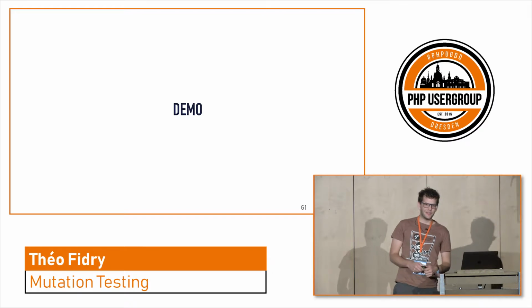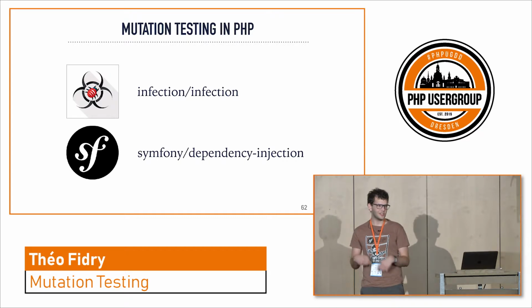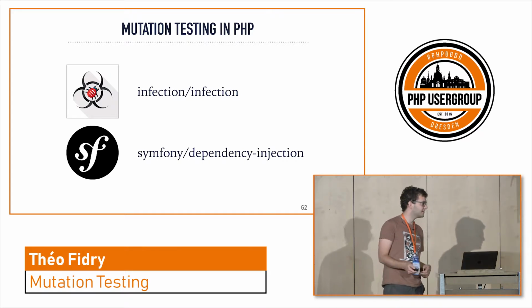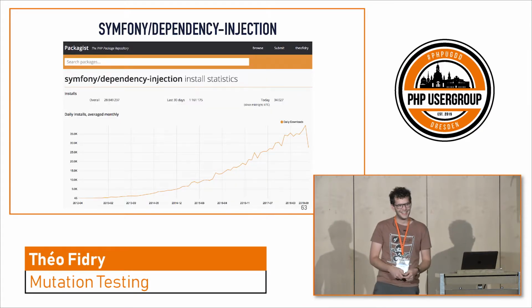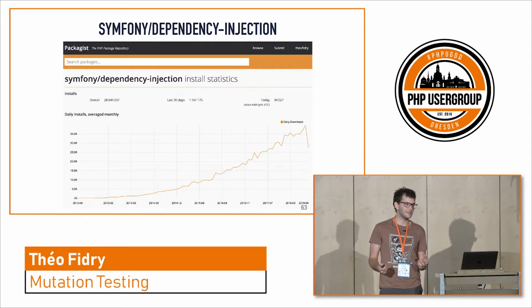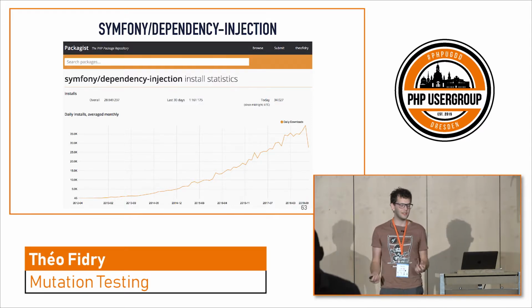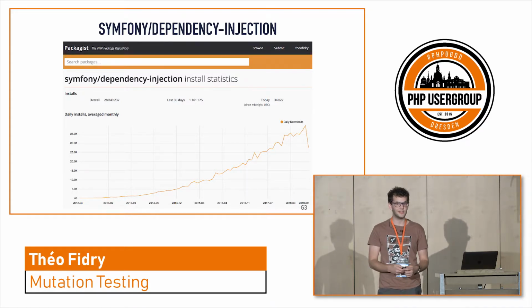All right, so let's begin with the demo. We're going to use Infection on Symfony dependency injection. Why that library specifically? Well, why not? It's non-trivial code. It's not like there are tons of code either, but there is a sizable amount of code. And there are almost 30 million installs, so it's code used a lot. It's like production code, not just some academic examples.